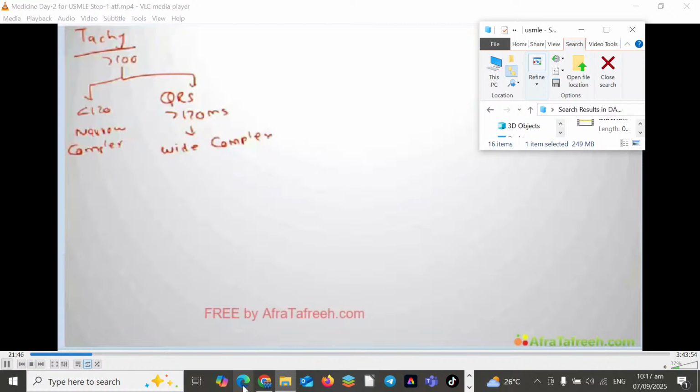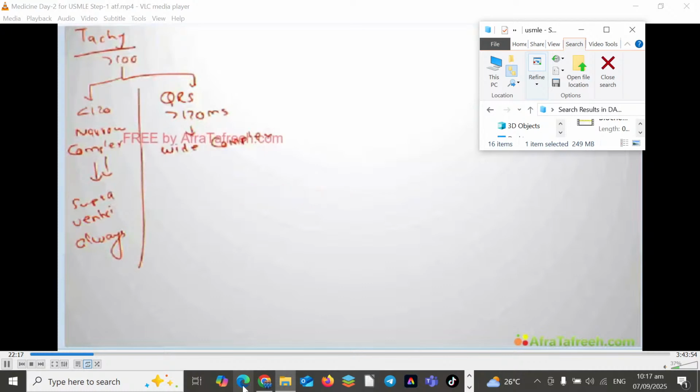Okay? Narrow complex tachycardias are always supraventricular. Supraventricular tachycardias are narrow complex most of the time. What this means is if there is a narrow complex, it has to be supraventricular. No ventricular tachycardia will ever be supraventricular. I hope this point is clear.